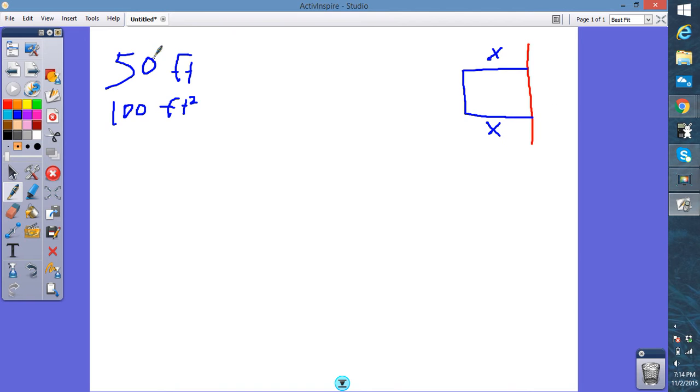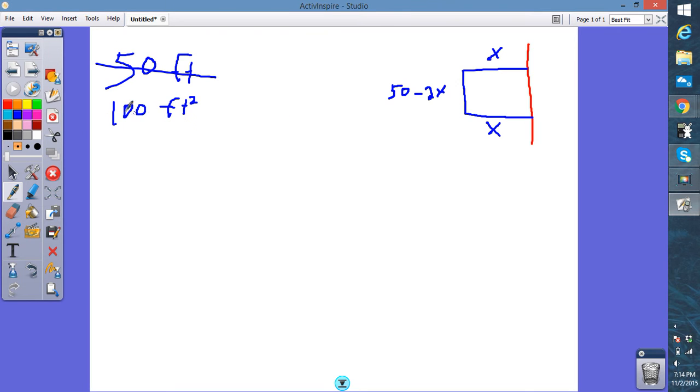All right, we know we have 50 feet of material, so how much of the material is left to create this side? Well, we're starting with 50 feet, and we're using x here and x here, so you have to subtract those out. So think of that as 50 minus the other 2 sides. Okay, so 50 minus 2x. That's where the 50 feet comes in.